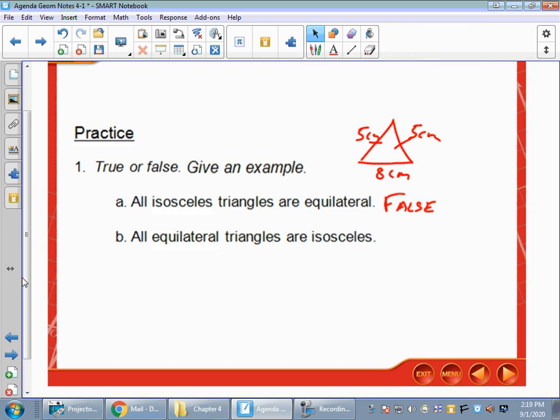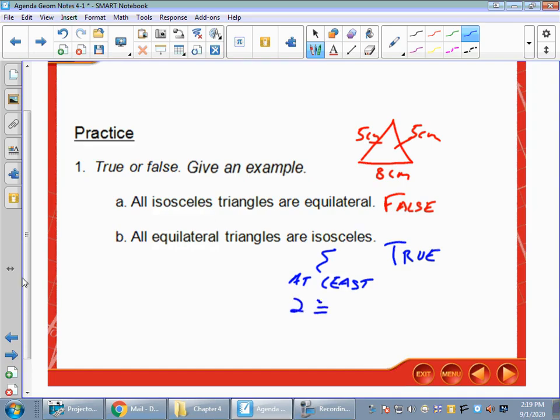Okay, the next one, all equilateral triangles are isosceles. We kind of talked about this earlier, and that is true. That is true because an isosceles triangle has at least 2 congruent sides. So it could have 3 congruent sides. If it has 3 congruent sides, it has 2 congruent sides. So all equilateral triangles are isosceles.